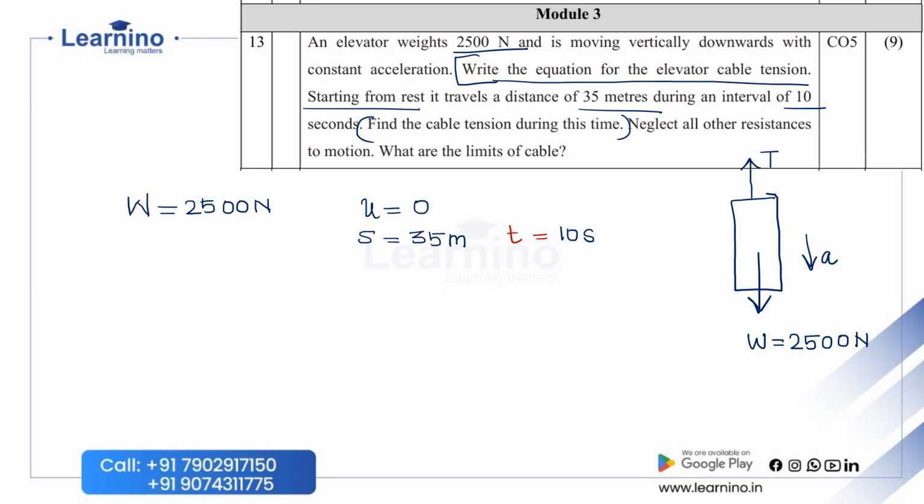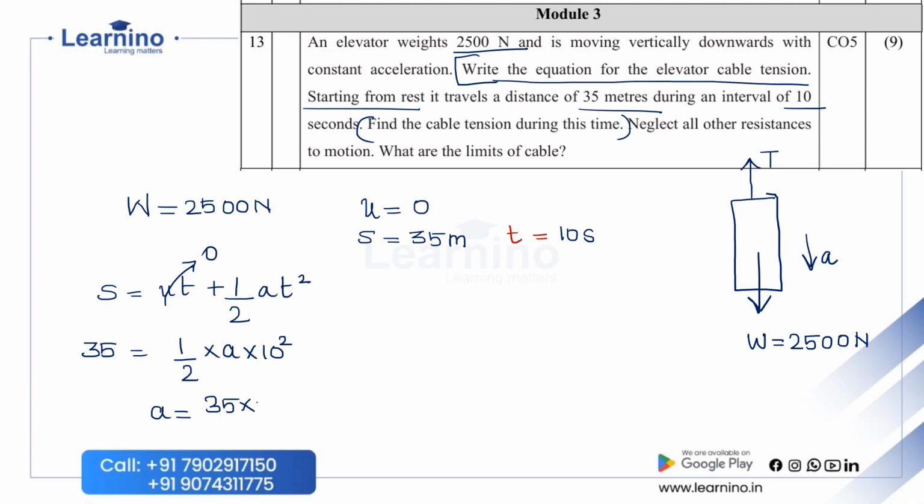Okay, so you can use the equation S is equal to ut plus half a t square. S is 35 meters. Initial velocity is 0, so this term will be 0. Half into acceleration, which I don't know, times t square, with t is 10. If you solve this, you will get acceleration as 35 into 2 divided by 10 square, so 70 divided by 100, that is 0.7 meter per second square. So the acceleration of the elevator, in the downward direction, is 0.7 meter per second square.